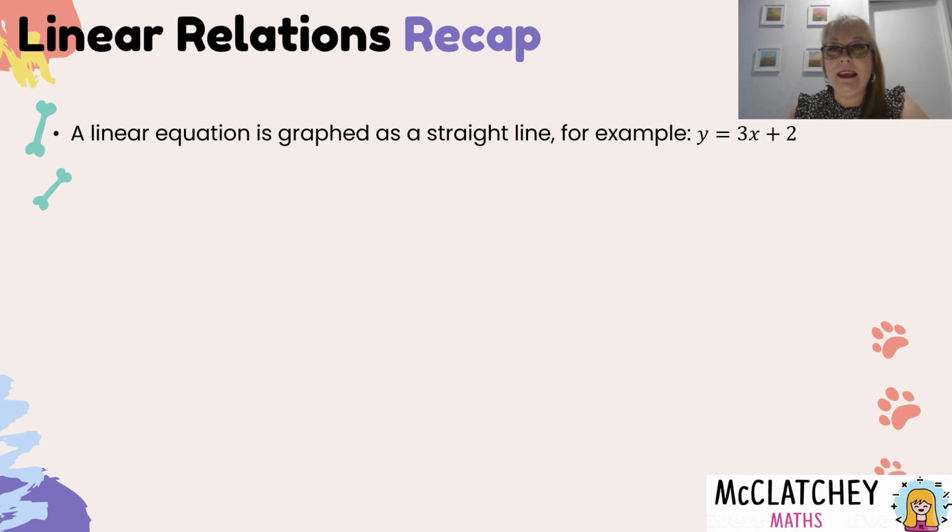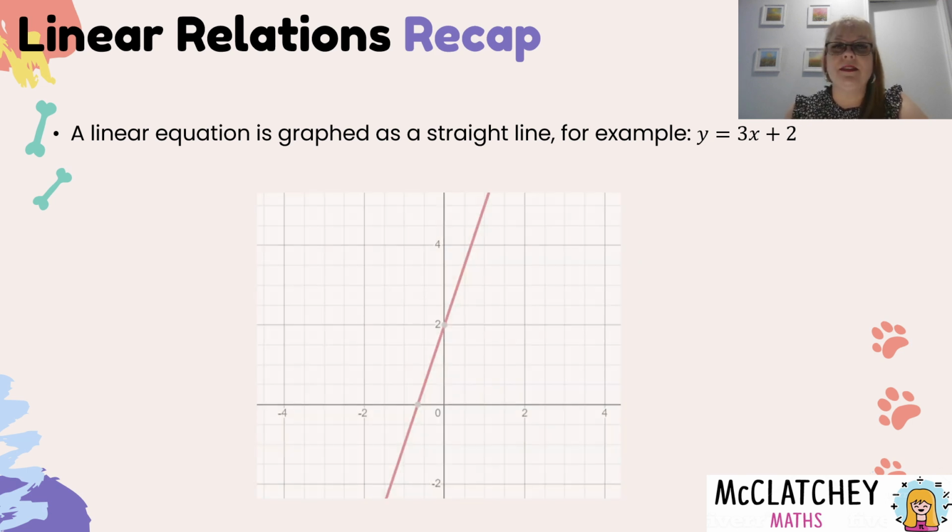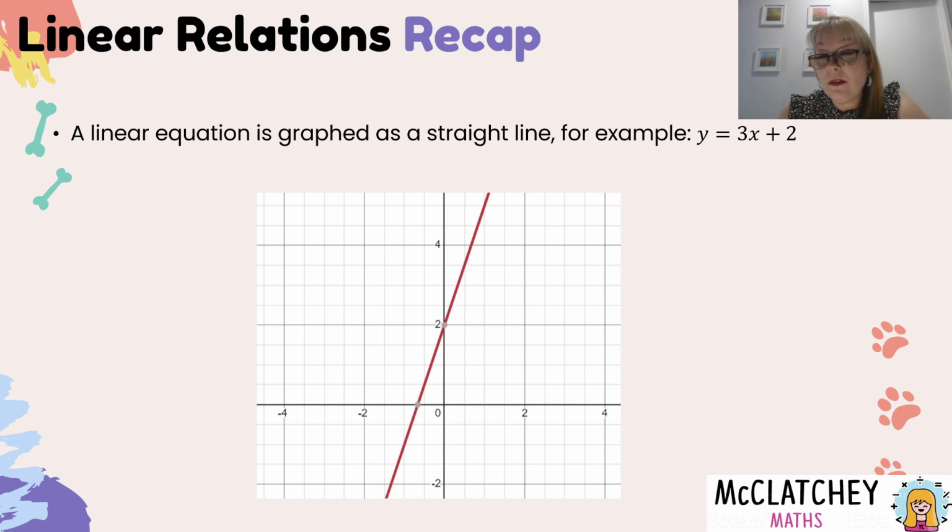relations recap. You would recall that a linear equation, linear comes from the word line, and it graphs as a straight line. So for example, when you see an equation that looks like this, y equals 3x plus 2, it's a linear equation and it is going to be a straight line when it's graphed. This is what it actually looks like when it's graphed. So as you can see, straight line.